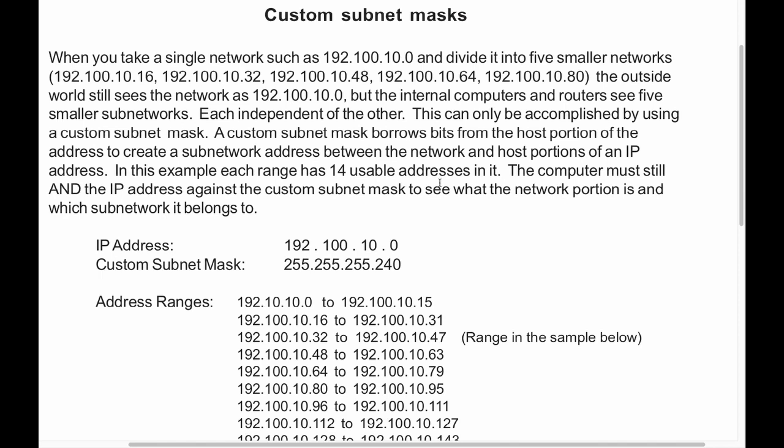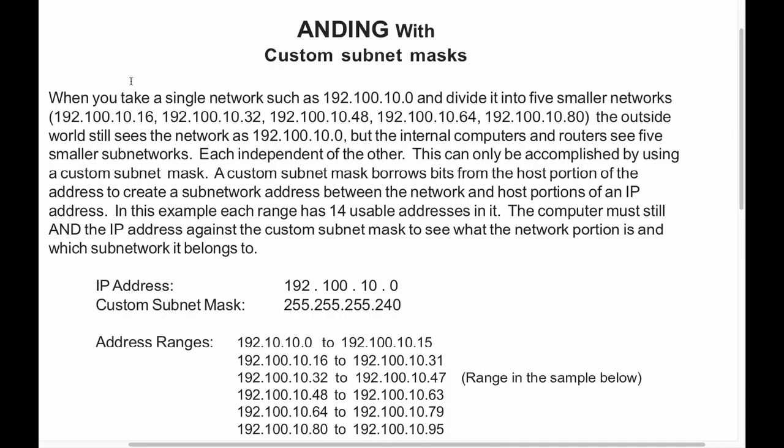A custom subnet mask borrows bits from the host portion of the address to create a subnetwork address between the network and the host portion of an IP address. In this example, each range has 14 usable addresses in it. The computer must still AND the IP address against the custom subnet mask to see what the network portion is and which subnetwork it belongs to.